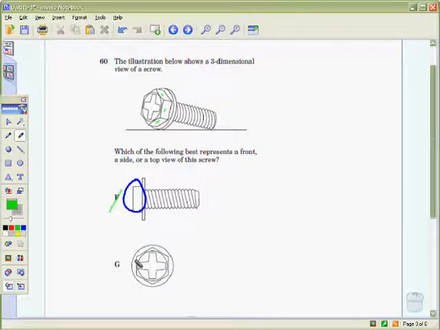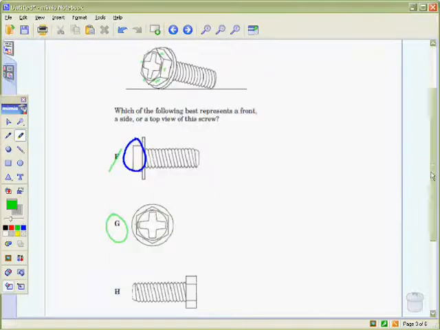G looks pretty good. It would be a top view. We have our little cross in the middle, or what's known as a Phillips head. We have a circle around the Phillips head, or the cross, and we have that up here, so we're still looking pretty good. And we have edges here. So how many edges do we have? 1, 2, 3, 4, 5, 6, and here we have 1, 2, 3, 4, 5, 6. That looks pretty good. And then the outside circle, I think the answer is going to be G.